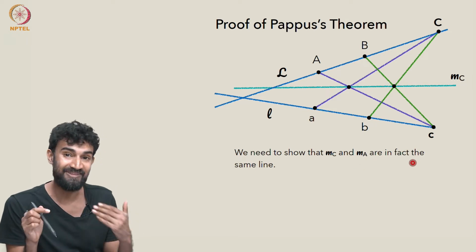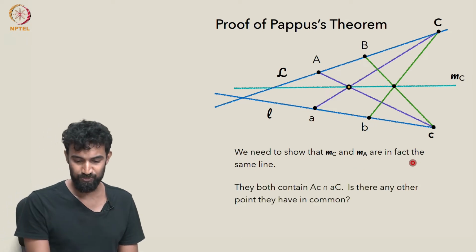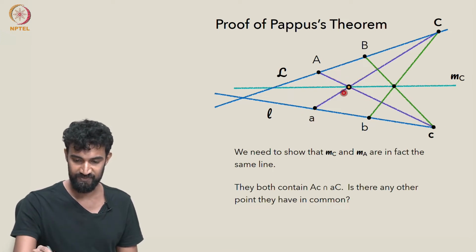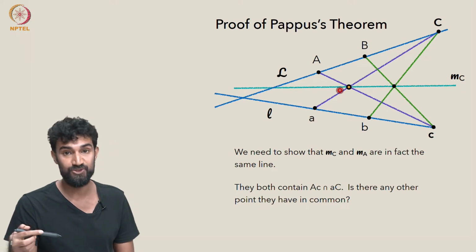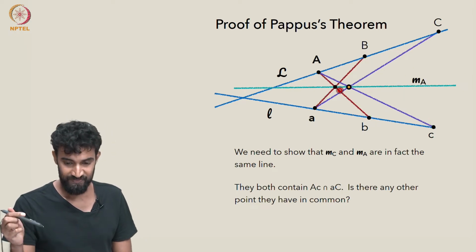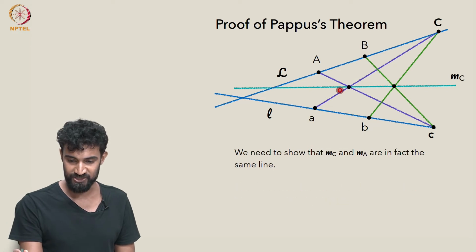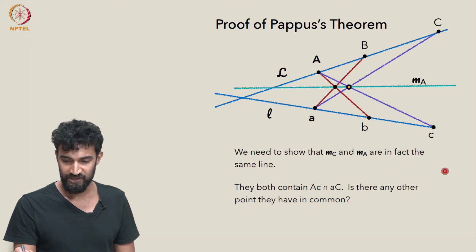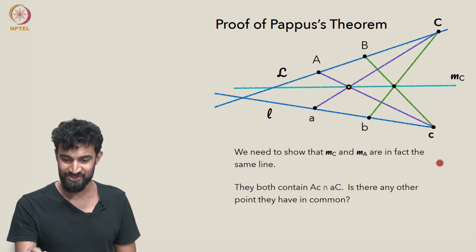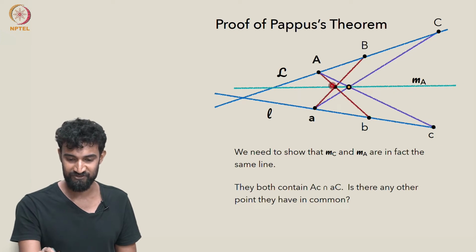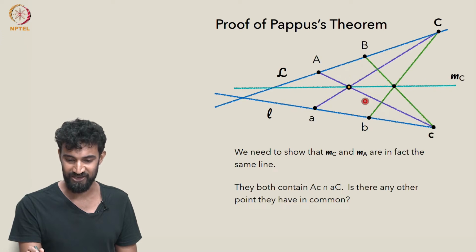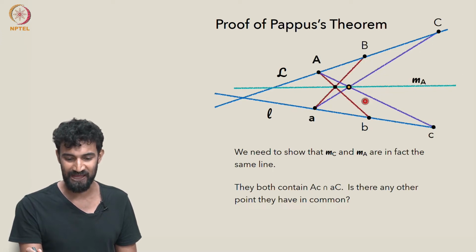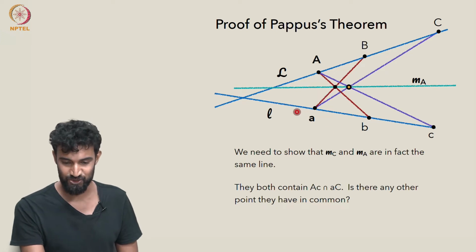We need to show that these are in fact the same line. So both of these lines contain this particular point, AC intersect AC. Is there any other point these 2 lines have in common? So this is MC, this is MA. So MC was created from these 2 cross joins, MA was created from these 2. So they share this one, but otherwise they don't seem to have any other points in common. So how do we show they're in fact the same line? Well, there is something else to work with.